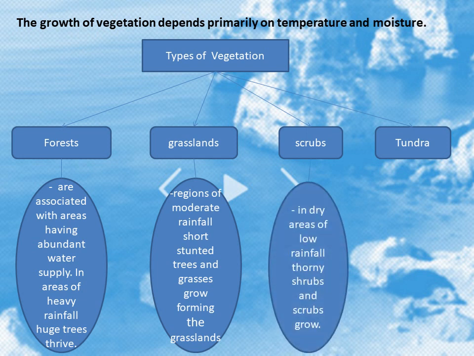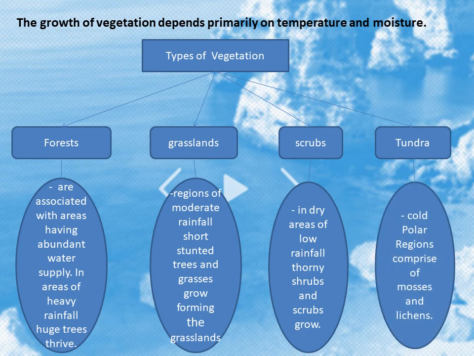Scrubs. In dry areas of low rainfall, thorny shrubs and scrubs grow. In such areas, plants have deep roots and leaves have thorny and waxy surface to reduce loss of moisture by transpiration. Tundra. Tundra vegetation of cold polar regions comprises mosses and lichens.